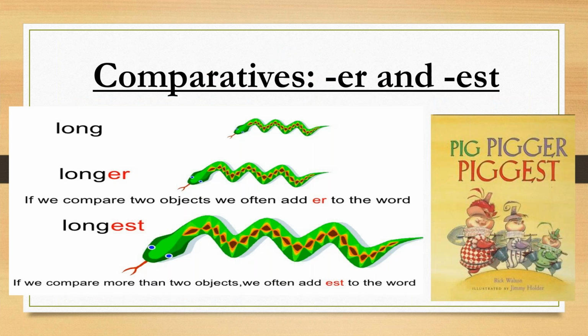Next, let's look at comparative suffixes. Comparing things can be so fun for primary students. We're introducing them to suffixes ER and EST. There's a children's book I like to use to introduce this idea of comparison. It's Pig, Pigger, and Piggest by Rick Walton.